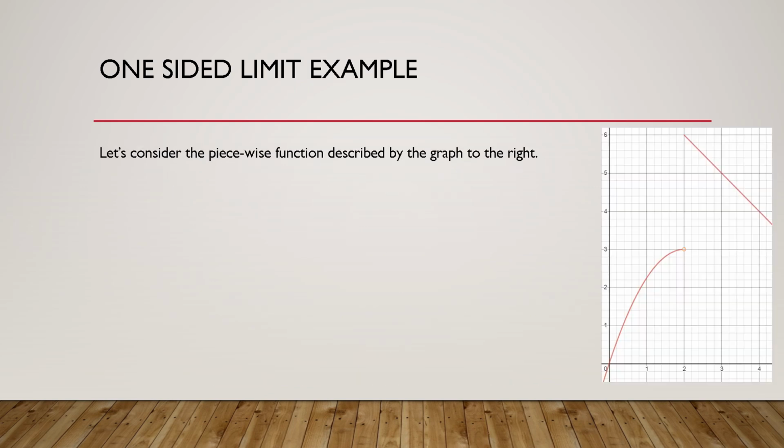Let's consider the piecewise function described by the graph to the right. Notice how the function is not continuous across x equals 2. But if we confine our limit to be from the right, then the limit of f of x as x approaches 2 from the right is 6. Conversely, the limit of f of x as x approaches 2 from the left is 3. Since the left and right limits are different, the limit of f of x as x approaches 2 does not exist.